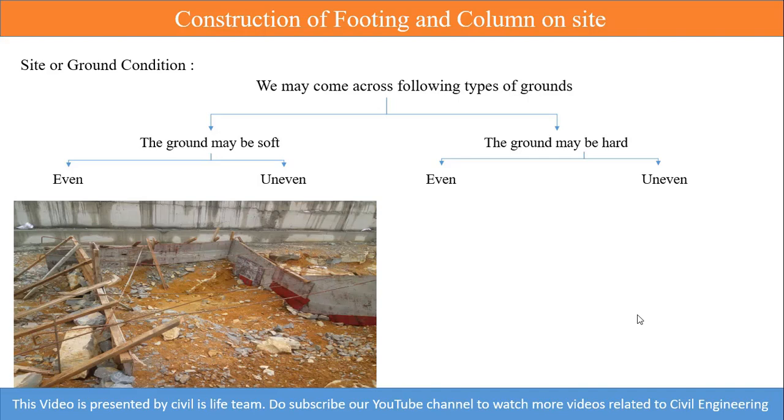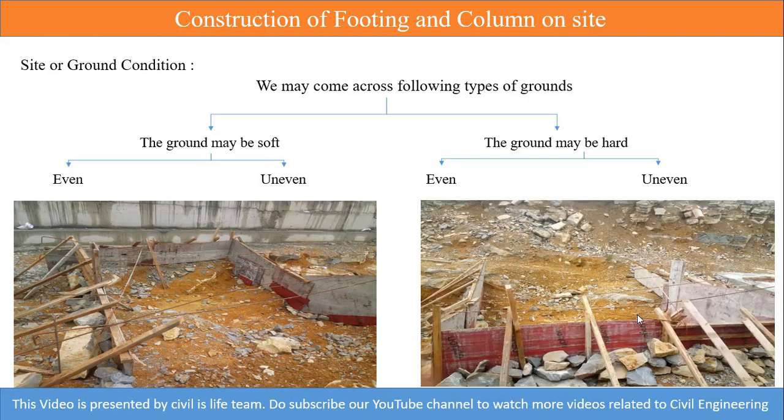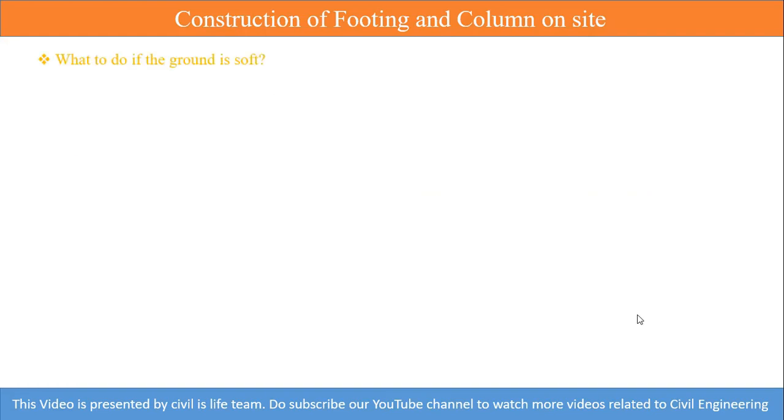If you look into this picture, the ground is uneven, it's not even, and it has loose soil, so directly we cannot construct footing on this type of soil. And this is also the same figure from the back side. So the first question is what to do if the ground is soft. On ground if the soil is loose, then what to do? The solution is we have to dig until we get a hard soil.